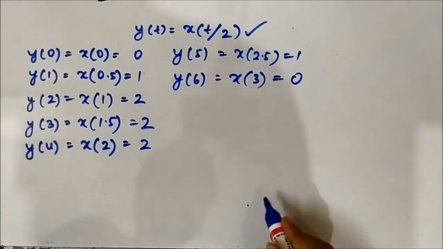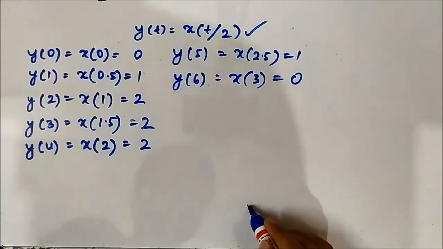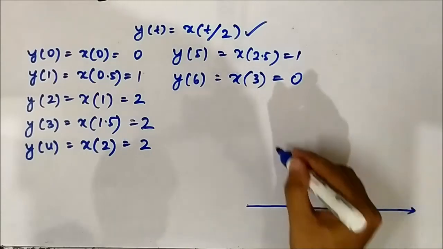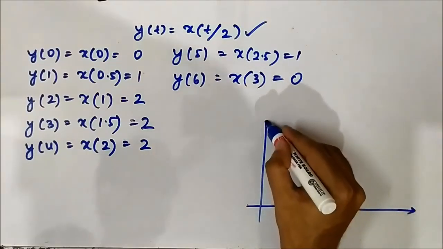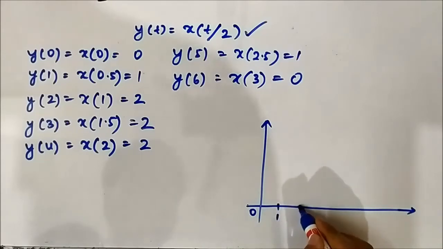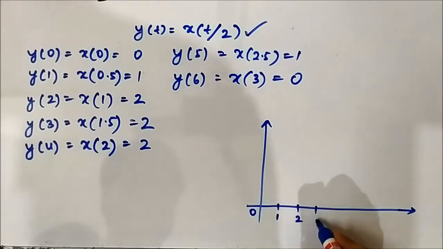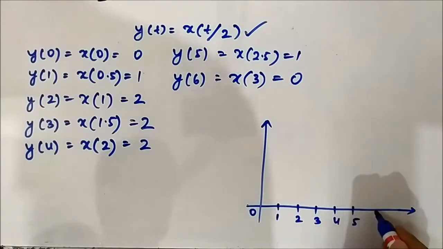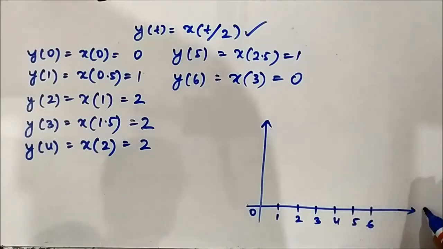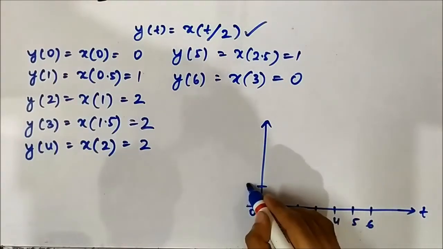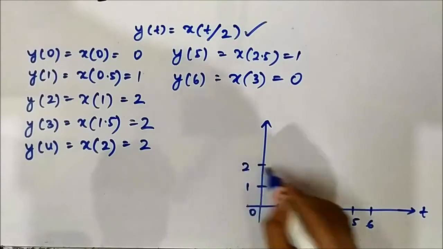So let us first draw the time axis. It will be double as compared to the original, twice of that. The amplitude axis will be the same. So 0, 1, 2, 3, 4, 5, 6. This is the time axis. Amplitude will be the same, 1 and 2.